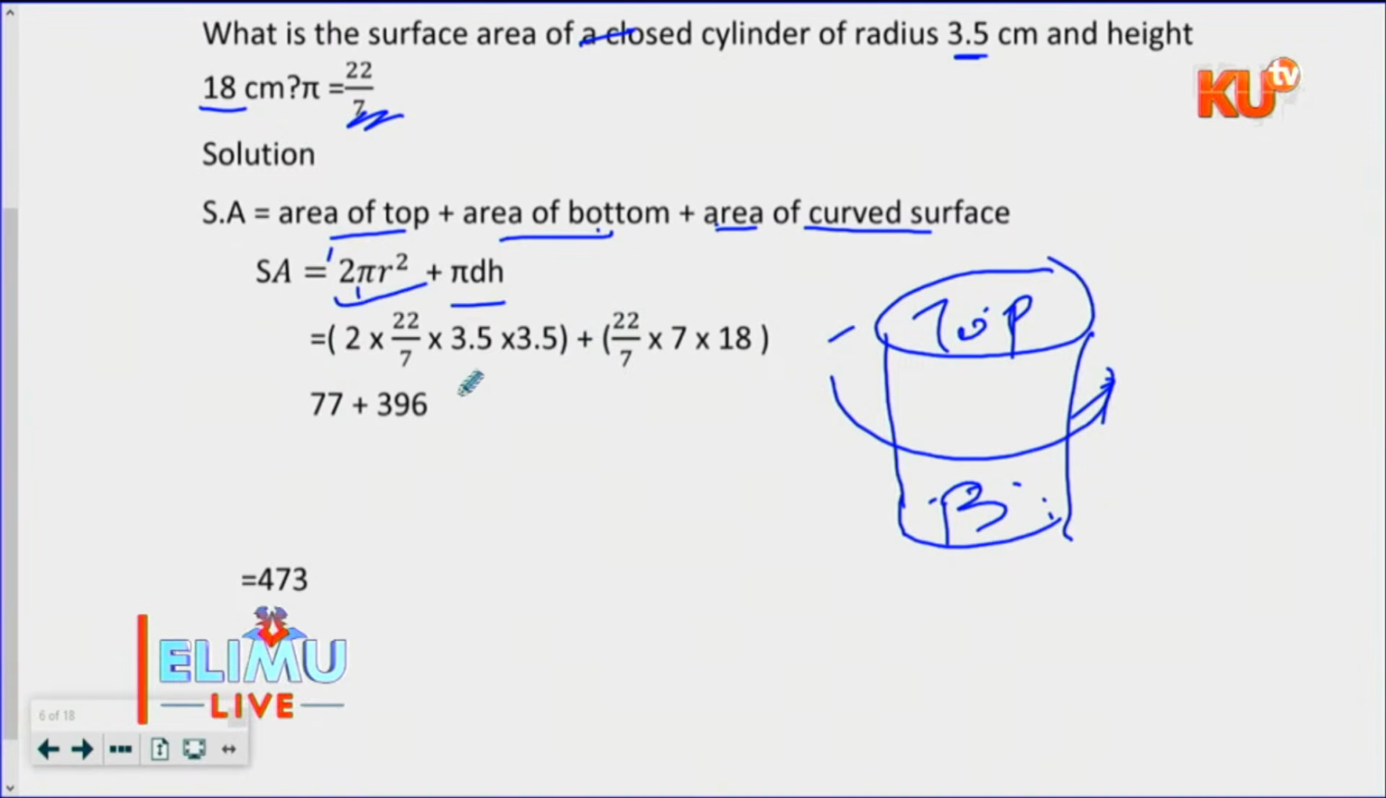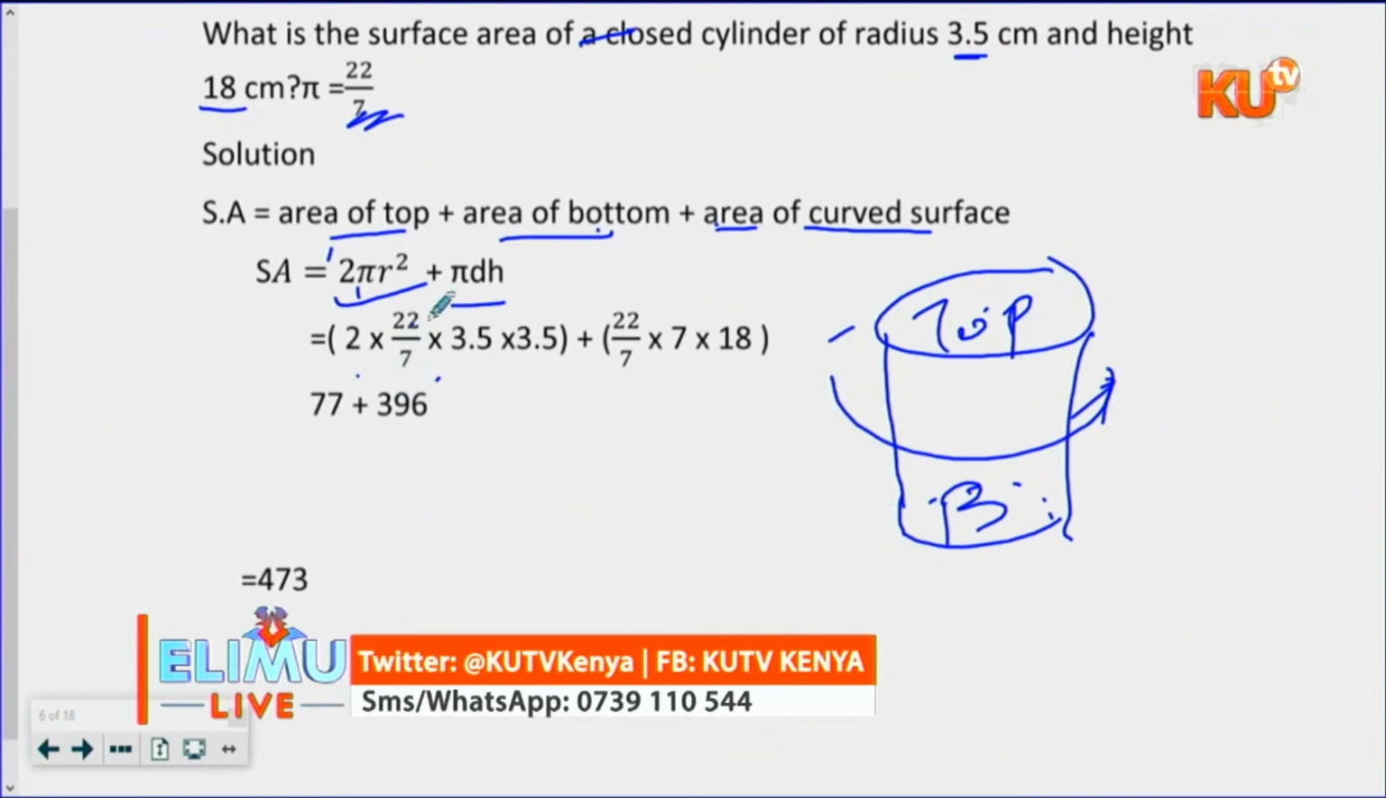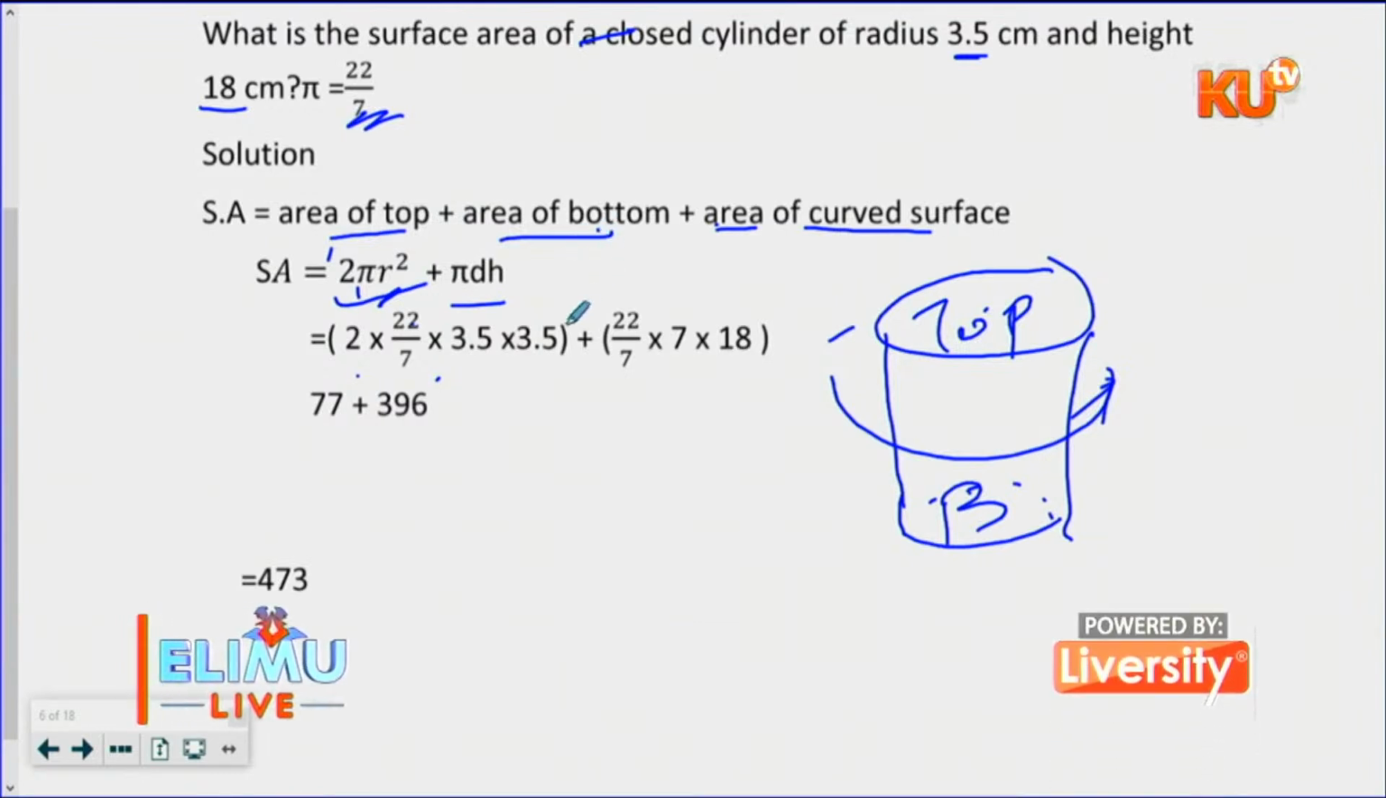The radius is 3.5. So we'll say 2 times pi, which is 22 over 7, times 3.5 times 3.5. Because we have r squared, remember we said earlier, r squared is the same as r times r. So we'll have 3.5 times 3.5, plus area of curved part. Curved part, as we see here, is pi d h.